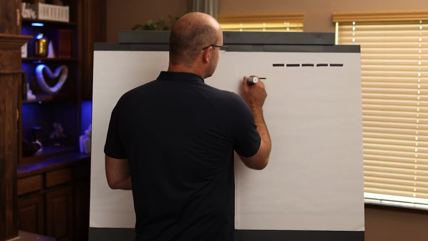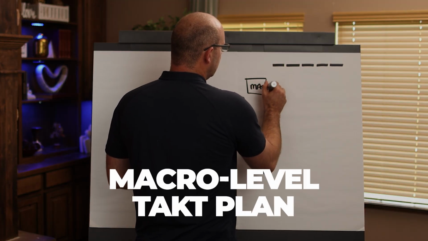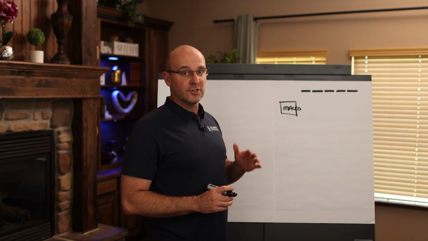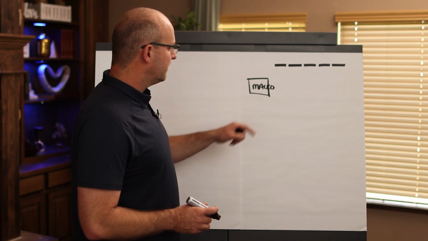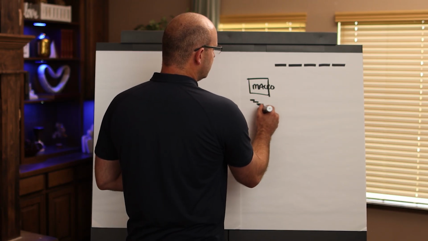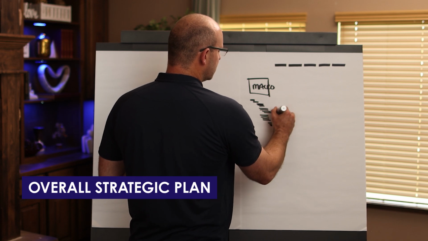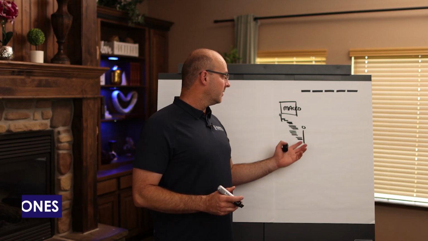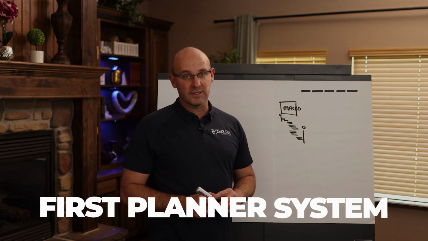The 5-day takt time is typically used for what's called a macro level takt plan. This is the early pre-construction plan. It's a strategic plan used by the first planners, not the last planners entirely. In a macro level takt plan, you should be able to create the overall strategic plan for the project and set milestones. It's basically your strategy. Now, most of the time we don't have trade partners at this point, and so this is really a first planner system.